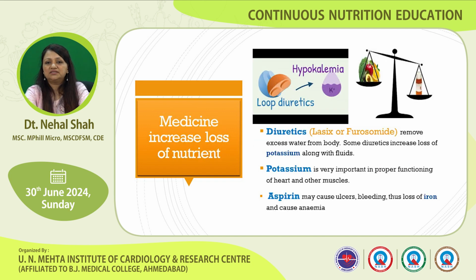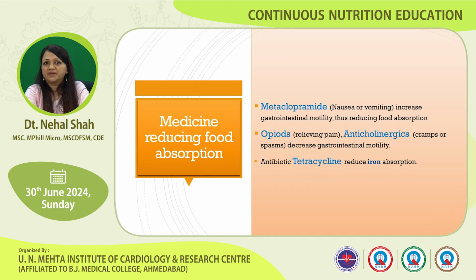Now certain medicines also increase the loss of nutrients from the body. Example, diuretics like Lasix or furosemide. It removes excess water from the body. Along with the water, it increases the loss of potassium also. Potassium, as we know, is very important in proper functioning of heart and other muscles. Even aspirin that is used may cause ulcer, bleeding, thus cause loss of iron and causes anemia at the last.